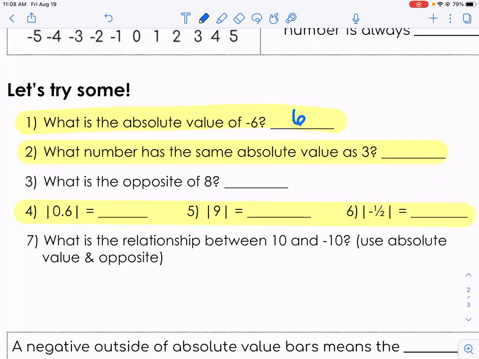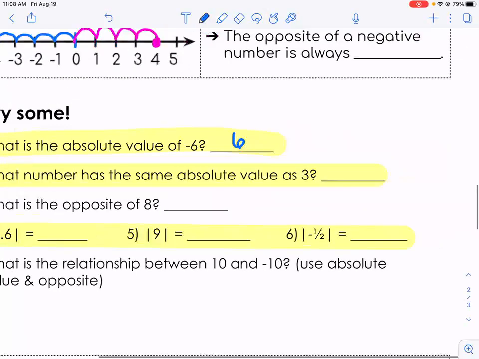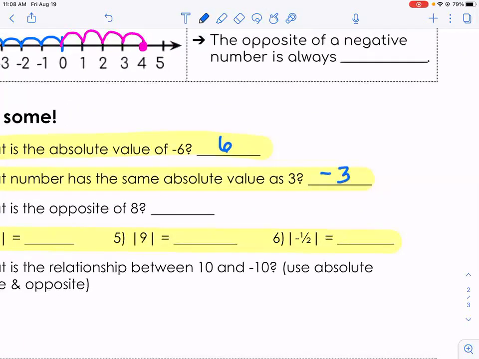Okay. Think in your head, what number has the same absolute value as 3? Think about it in your head. You know what? Turn to your elbow partner. Tell them what you think. Okay. Ryan, what did you and Quinlan talk about? -3. We know that the absolute value of 3 equals 3. We know that the absolute value of -3 equals 3.